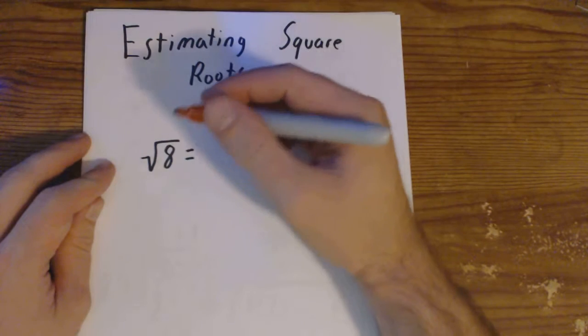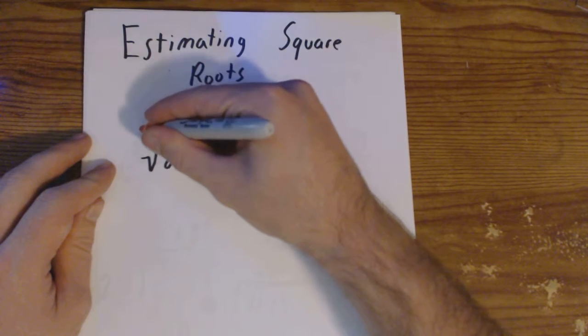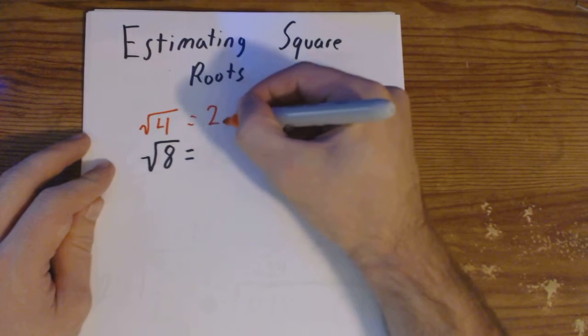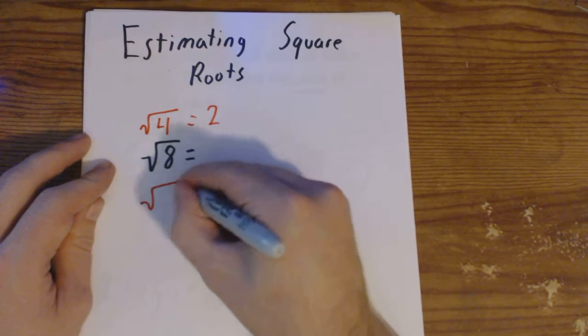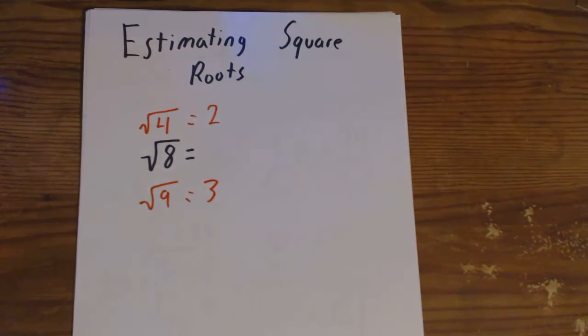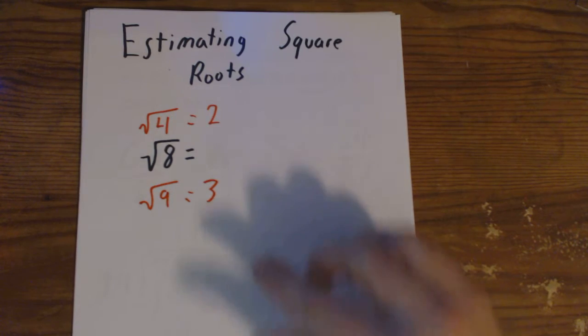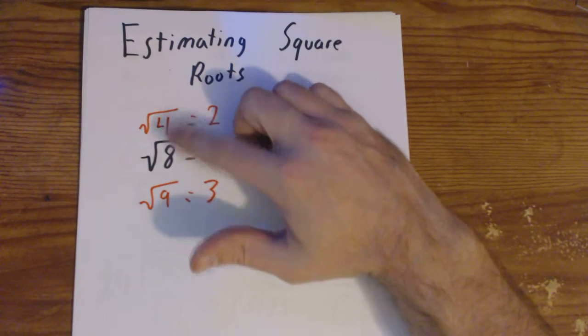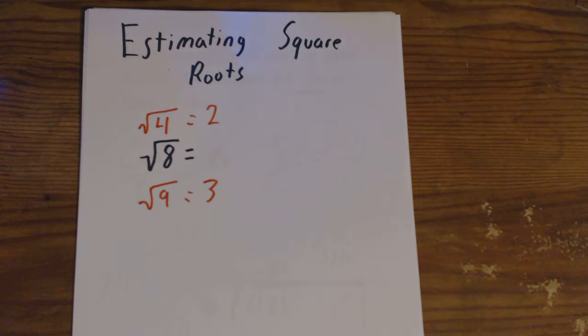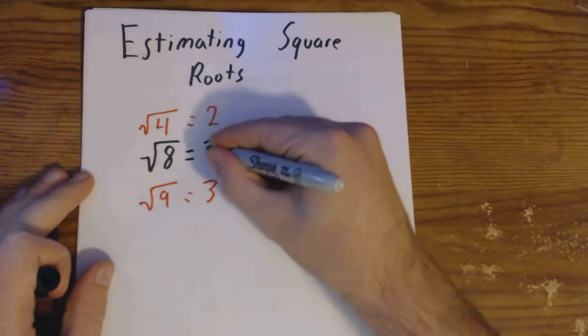How about some ones that we know around there? How about the square root of 4? That's 2. And the square root of 9, that's 3. Now, because we're estimating to the nearest whole number, is 8 closer to 4 or to 9? It's a lot closer to 9. So for this one, if we're estimating to the nearest whole number, we're going to go with 3.